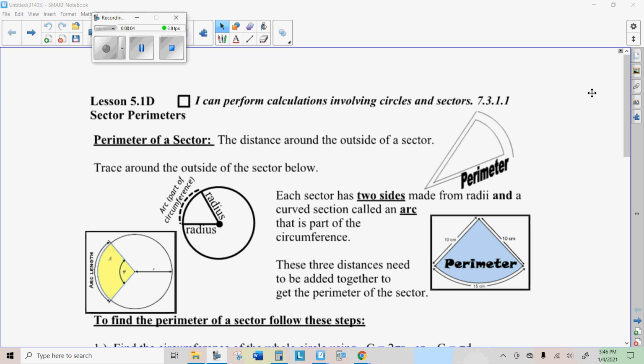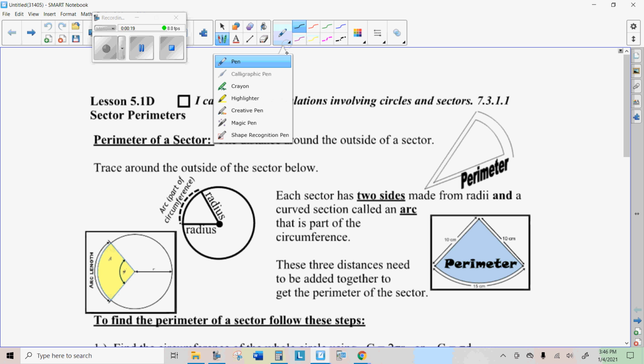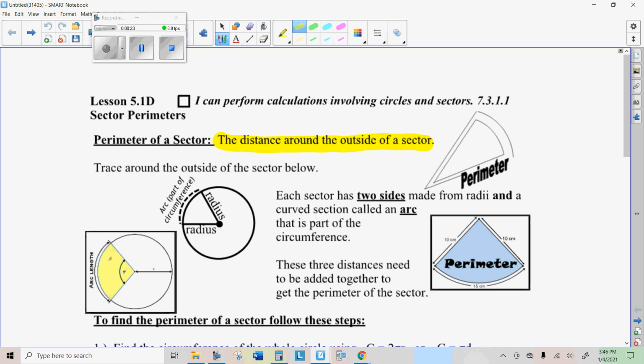Mr. Hermanson again. Today we're going to do lesson 5.1D, which is kind of like what we did yesterday where we found the area of a sector. This time we're going to find the perimeter of a sector. So basically we need to find the distance around the outside of a sector.